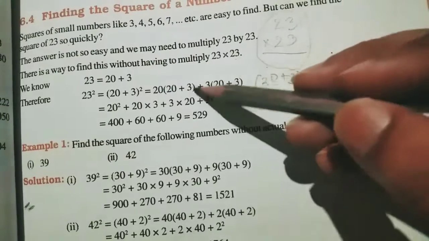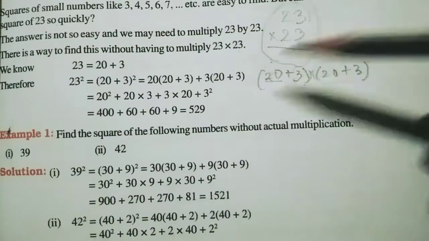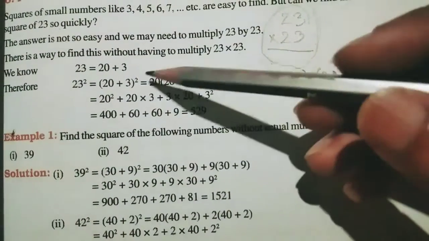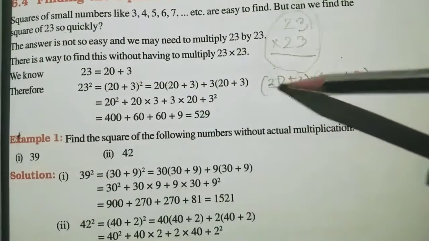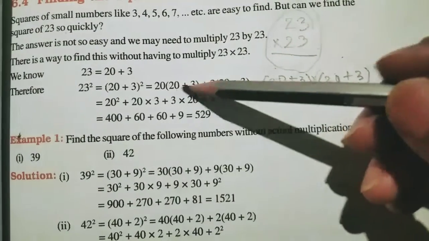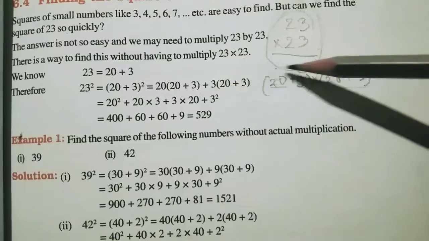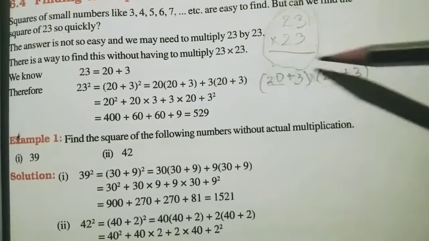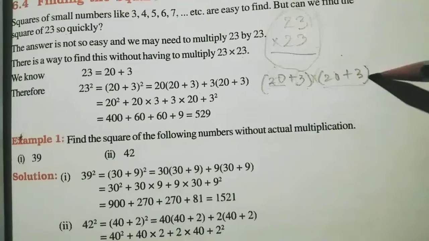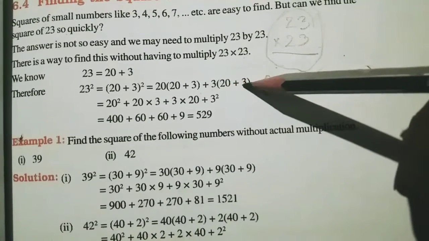So here it is written like this. Okay, so this step is not written here, so this can be written like this. After that it is multiplied. So 20 into 20 plus 3, again plus sign, because here is a plus sign. If there is a minus sign, then you have to give a minus sign. So again 3 into 20 plus 3, in this way.